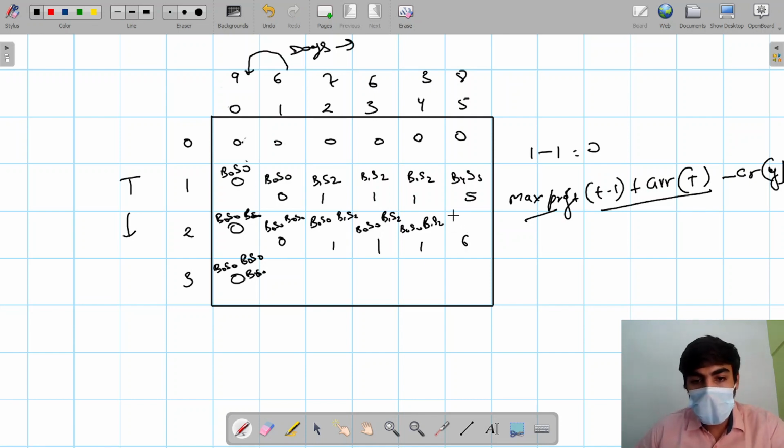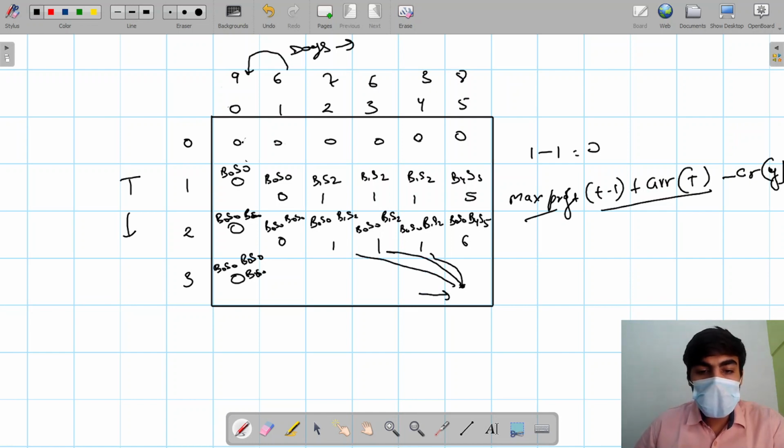6 is here. Buy at 0, sell at 0, buy at 4th, sell at 5th. So I think this is sufficient for understanding. I hope you understand all what I am doing here. I am finding out the greater for each one, checking for this one, this one, this one, and this one also. Out of these, which one is maximum? We take that one and neglect all the others, because we have to find out the maximum profit.